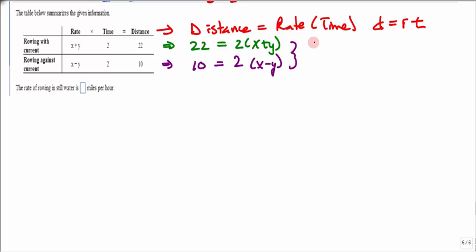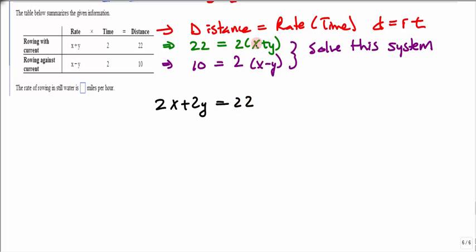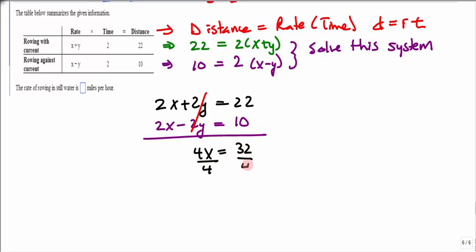So I need to solve this system. I have different methods I could use to solve: graphing, substitution, and elimination. Before I determine which one I want to use to solve, let's go ahead and rewrite these. So I'd have 2x plus 2y equals 22. Just flip the directions. And then here I have 2x minus 2y equals 10. Well, these are set up perfectly for elimination. The y's eliminate automatically. And I have 4x equal 32. Divide both sides through by 4. And I get x equal 8.